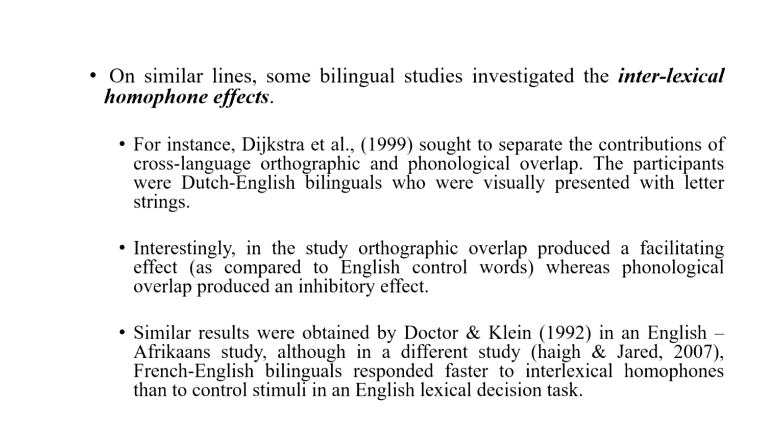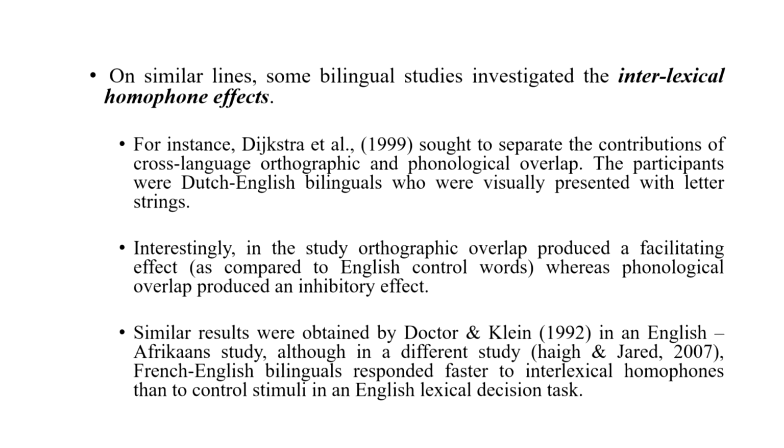For instance, Dijkstra and colleagues sought to separate the contributions of cross-language orthographical and phonological overlap. Their participants were Dutch English bilinguals who were visually presented with letter strings. Interestingly, in the study, orthographic overlap was found to produce a facilitating effect, whereas phonological overlap was found to produce an inhibitory effect. Similar results were also obtained by Doctor and Klein in an English Afrikaans study, although in a different study by Haigh and Jared, French English bilinguals were shown to respond faster to interlingual homophones than to control stimuli in an English lexical decision task.